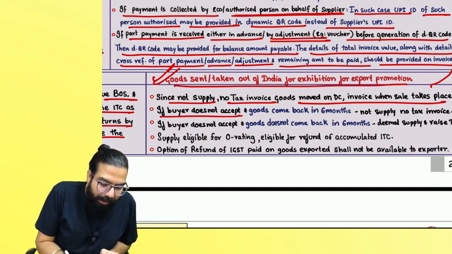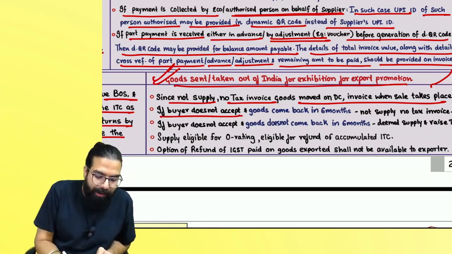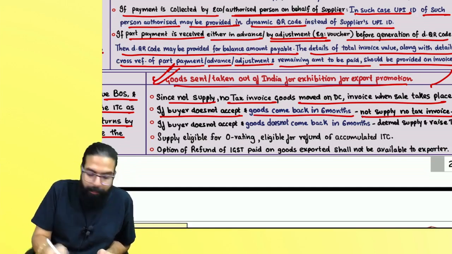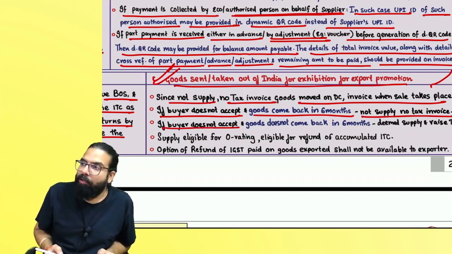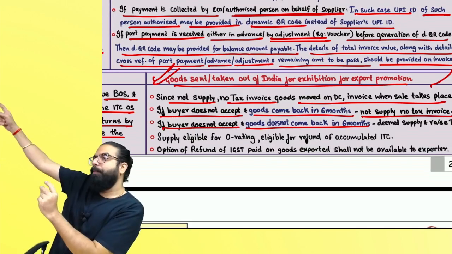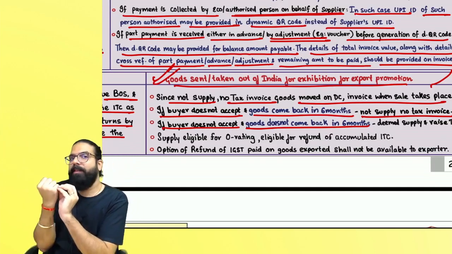Sir, if the buyer does not accept, supposing the outside sale did not take place, and the goods come back within 6 months, then it is not a supply, no tax invoice. But if the buyer accepts, then you have to raise a tax invoice. If the buyer does not accept and goods come back within 6 months, no problem.